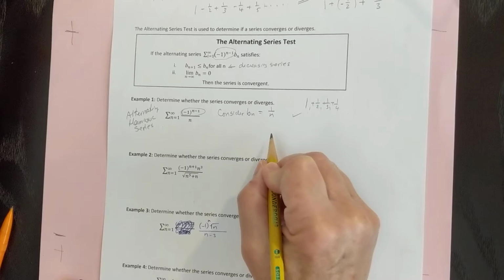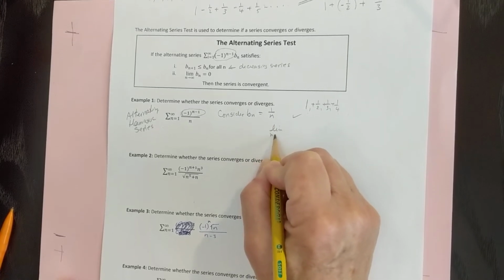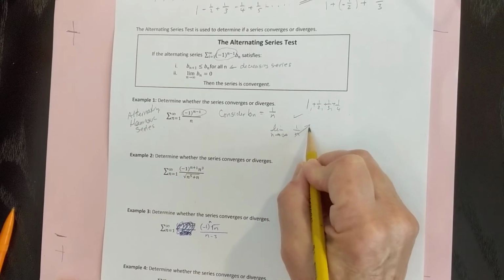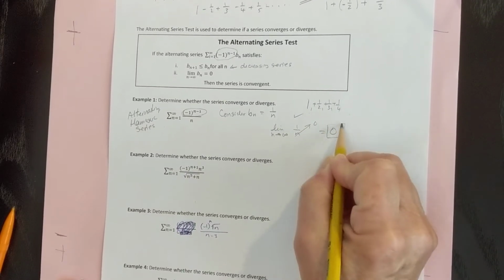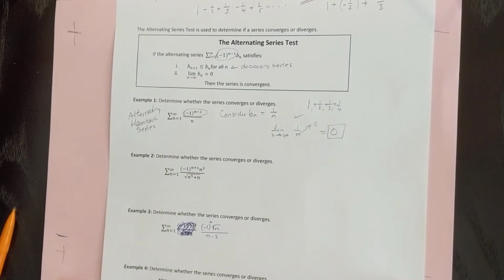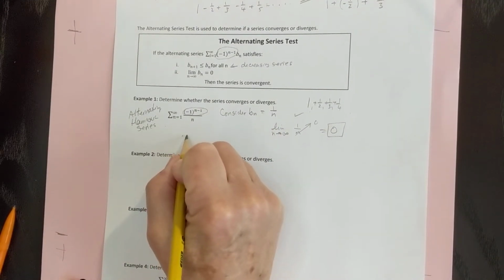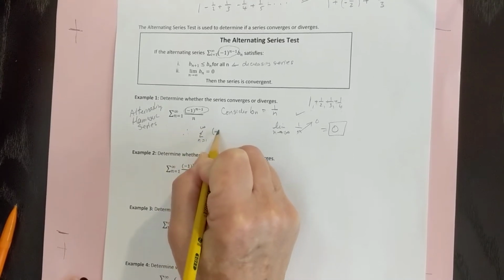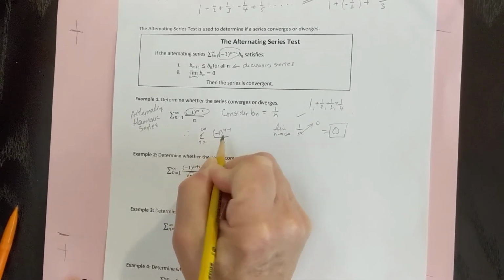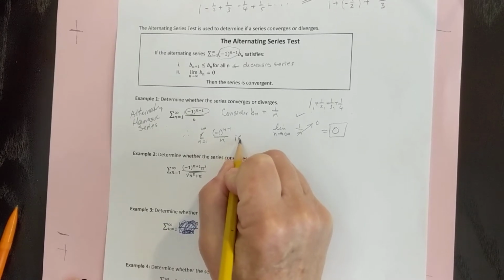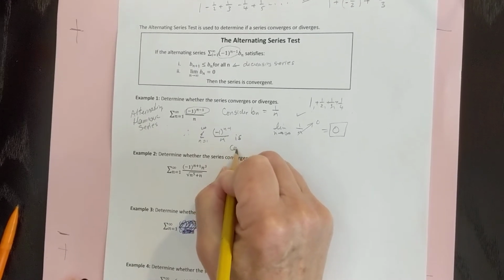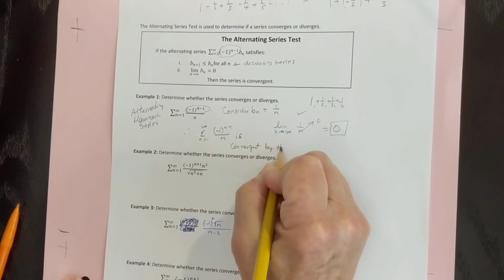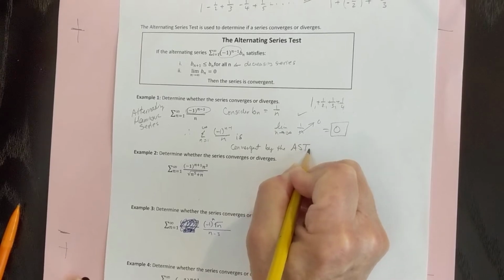And then the second one, how about the limit as n goes to infinity of b sub n, 1 over n? Well, n's going to infinity, so this is definitely going to 0. So it meets both conditions for the alternating series test. So we can say, therefore, this series is convergent, or converges, by the alternating series test, just like that.